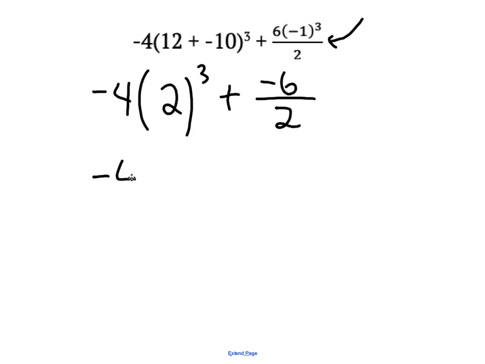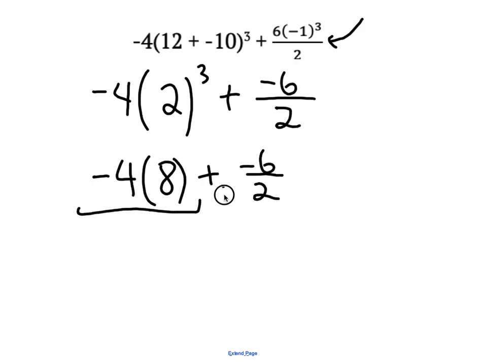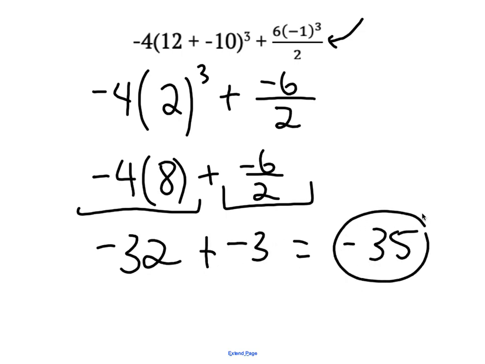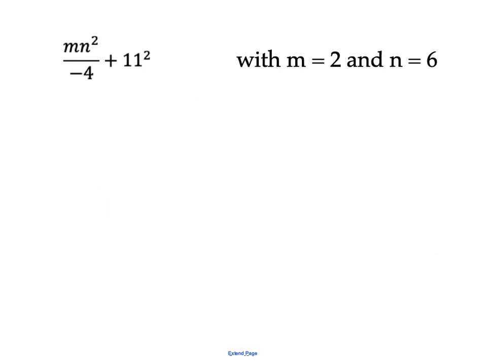Moving into the second part of the question, negative 4 times 8, thanks to the 2 to the third power, and we'll leave behind that division for the last step. In this step, we have two separate multiplications and divisions going left to right. Here we get a negative 32. Here we get a negative 3 for a final result of negative 35. Remember, the fraction bar is a grouping symbol, just like the parentheses and the brackets.